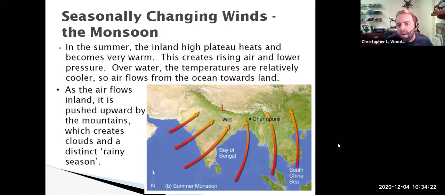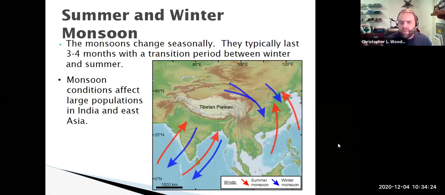You also have another effect that we'll talk about in just a second with the mountains. But the monsoons, of course, are seasonal effects. So they typically last about 3 to 4 months with a transition period in between summer and winter.